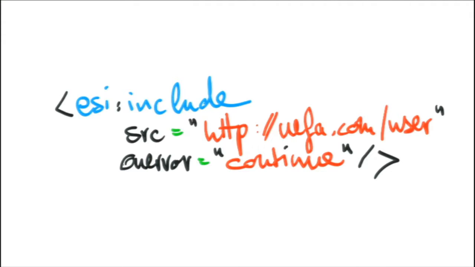Then you have ESI includes. Who knows what ESIs are? Edge side includes. That's a thing that was developed by Akamai. You just put these tags into your HTML and it caches everything except that tag, which it will get back. So for example, you have a username on the page, but everything else you can cache, so it will cache everything except the username, get a request for the user, inject it into the cached page and send it back.